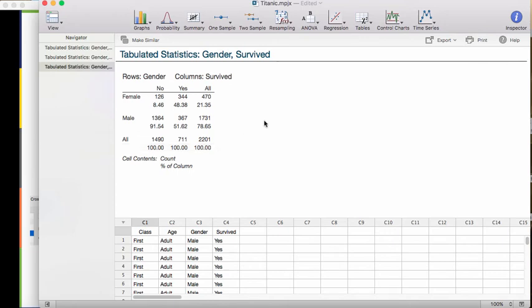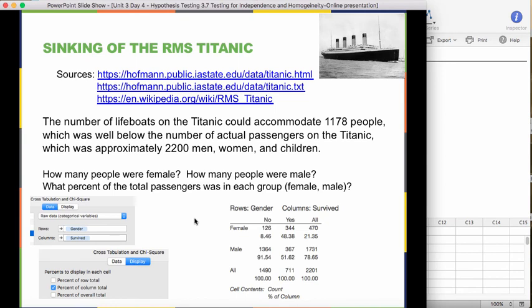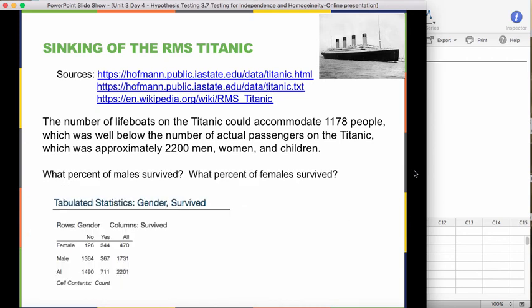So when you look at it, about 21%, or 21.35%, are female, and about 78.65% were male. So there were many more male passengers than there were female passengers on the Titanic. So that answers that question. Also, how many people were female? There were 470 female passengers. There were 1,731 male passengers. And again, the percentages are in the table below. Okay, so that answers the question that was at hand.